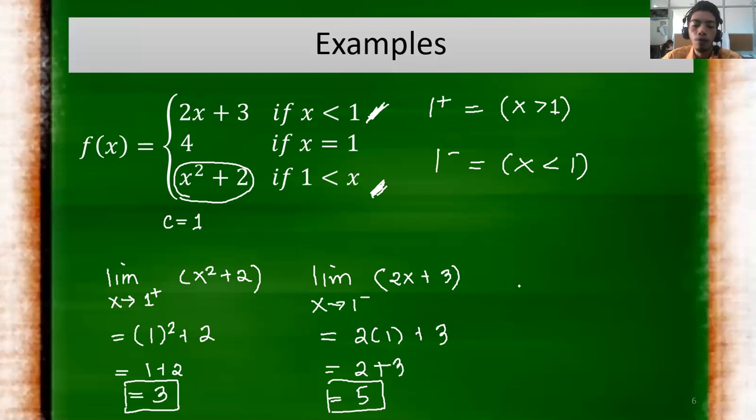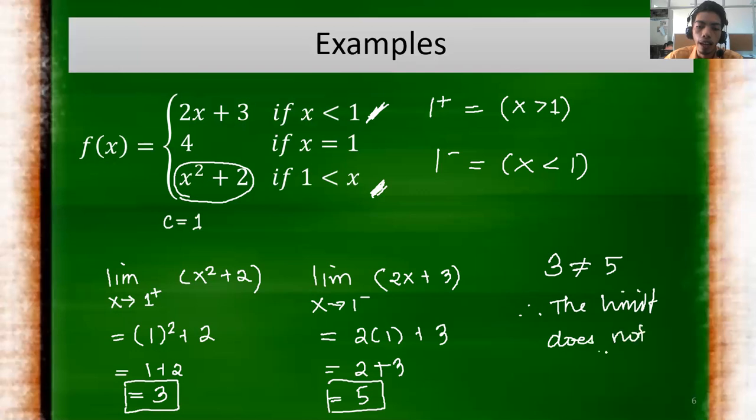Now, if we analyze the answer, 3 is not equal to 5. Anong ibig sabihin? Kapag hindi nag-equal, the limit does not exist. Again, kapag hindi nag-equal yung right hand limit sa left hand limit, we can say that the limit does not exist. Okay? So, ganyan lang po mag-solve ng theorem of the existence of limit. Nag-exist ba ang limit o hindi?